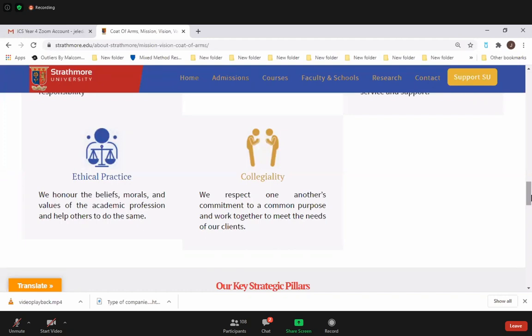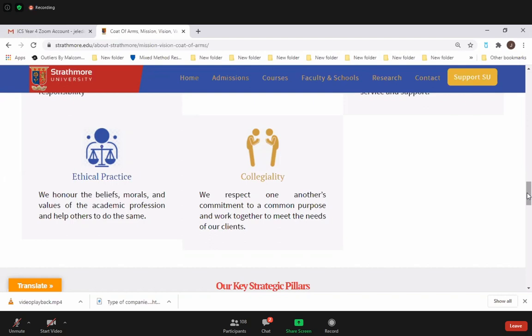Ethical practice. We honor the beliefs, morals, and values of the academic profession and help others to do the same. Okay. Collegiality. We respect one another's commitment to a common purpose and work together to meet the needs of our clients.